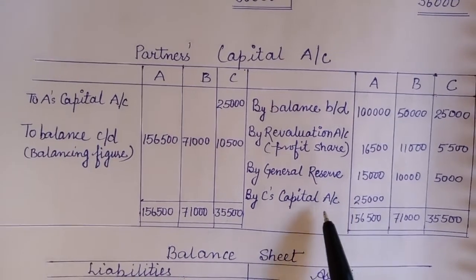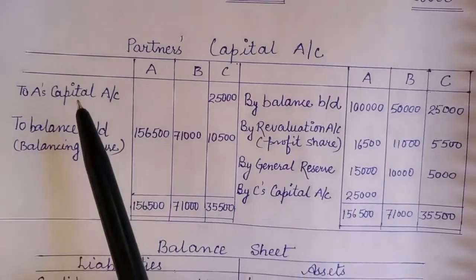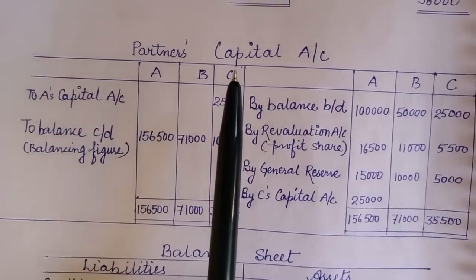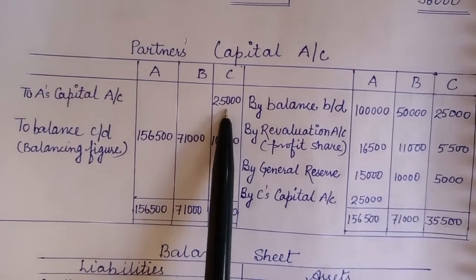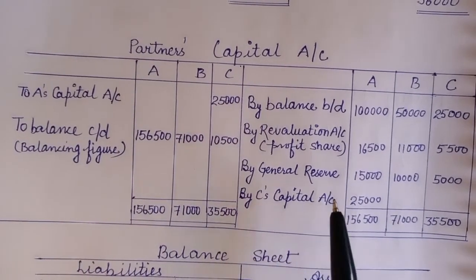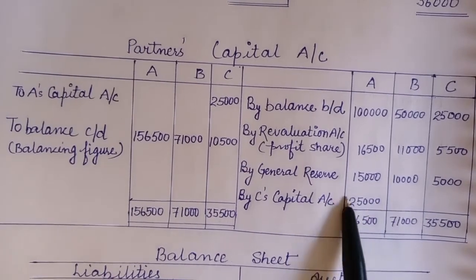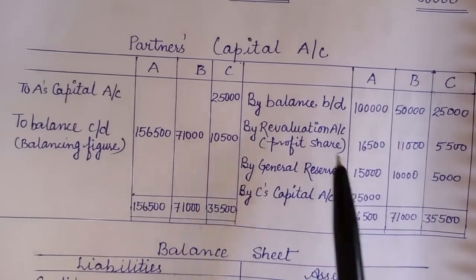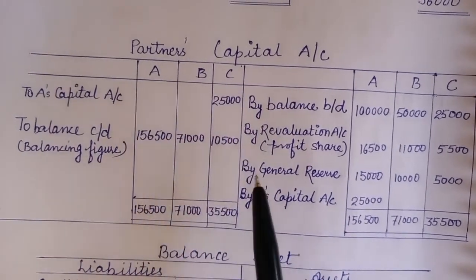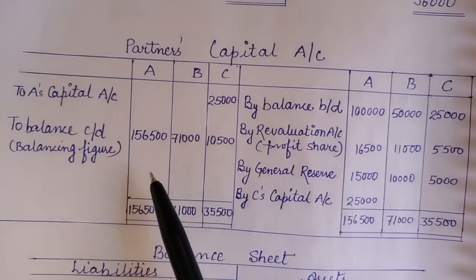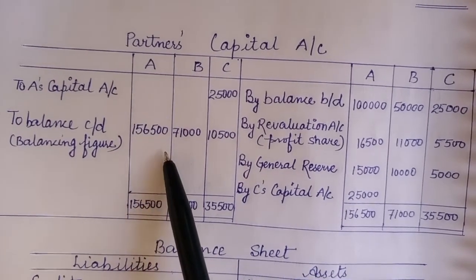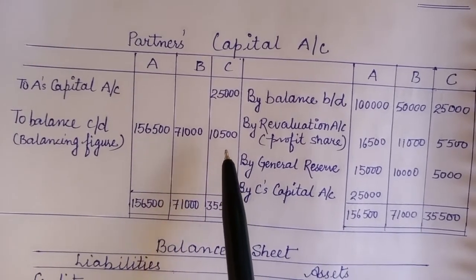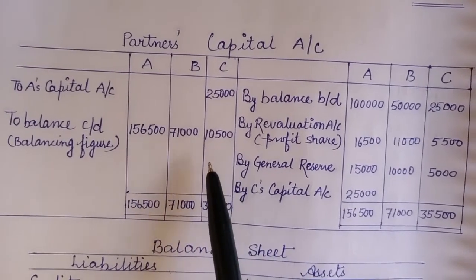We pass the journal entry, gaining partners capital account debit to sacrificing partners capital account. Since it is A that is being affected by C, the amount will be written in C's column. And here it is written C, it was being affected by A, so in A's column we have written the amount. Add up all the values and deduct any items in the debit side, then we will get the difference, and that will be the balance of the partners capital to be taken to the balance sheet.